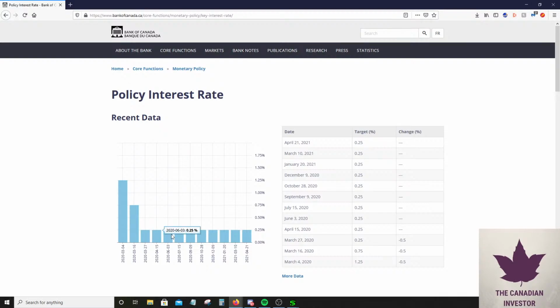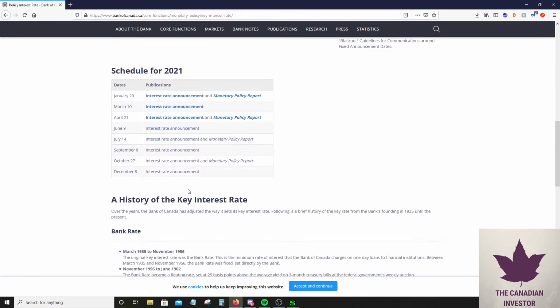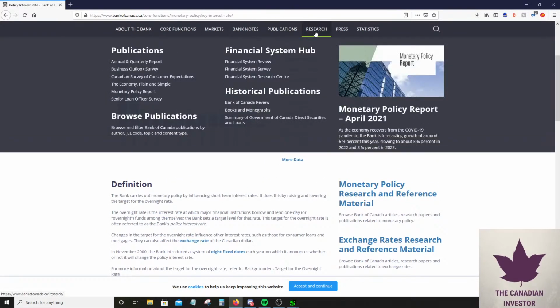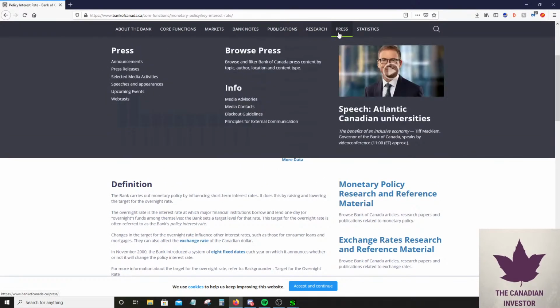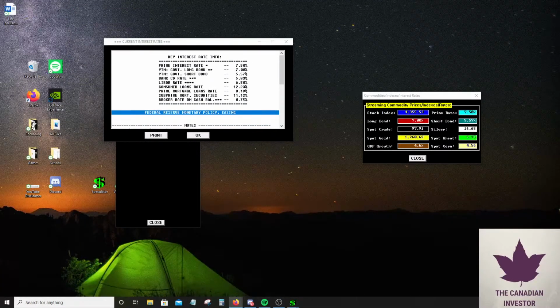So right now, we've been at 0.25 for a long time, but we were at a little bit higher interest rates before Corona. But thanks to coronavirus, we're at much lower interest rates to help battle this coronavirus, which I found kind of interesting. And I think currently right now, we're in a bit of an easing policy. So if we look over here, we can see the about the bank. We can see the research. The press, I think, is the most important because this is where it comes into play.